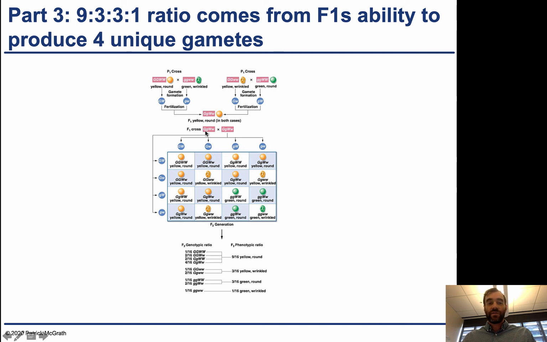It can produce the big G, and it can combine that with the big W. It can produce a big G combined with a little w. It can take the little g and combine it with the big W, or it can take the little g and combine it with the little w. Because this is an intercross, both parents share the same genotype, so the same is also true of the second parent.